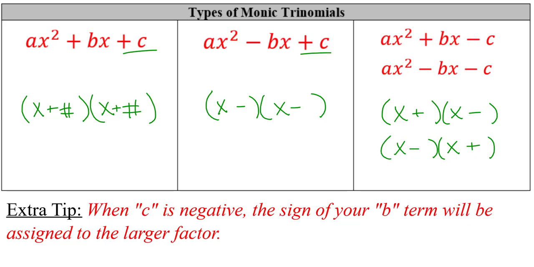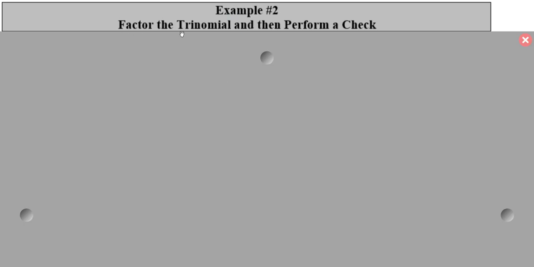All right, let's go on to example number 2. This is just like example 1. It says factor the trinomial and perform a check. You are going to pause the video here. I got 3 examples. I've shown you what you need. Look for if it's going to be plus plus, minus minus, or plus minus. Try these out and then come on back.